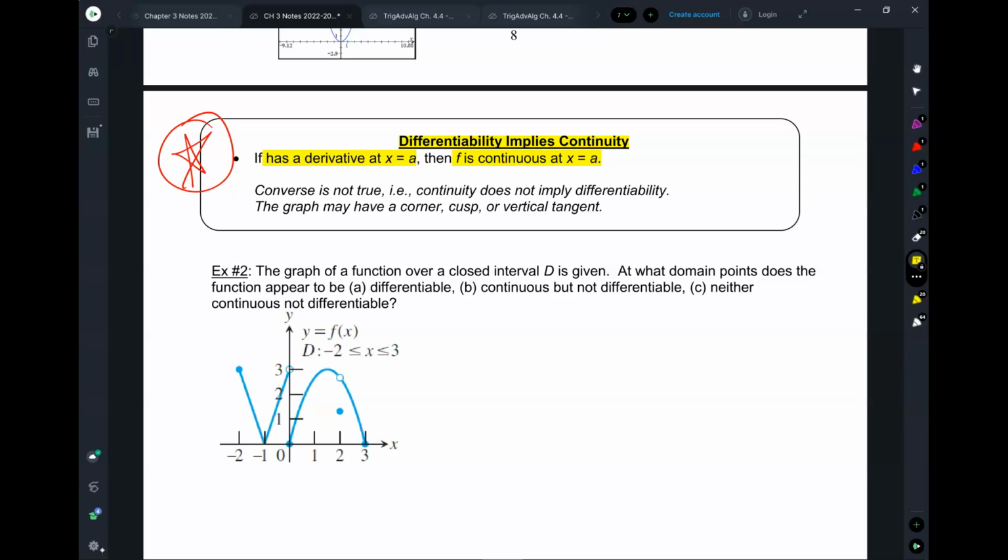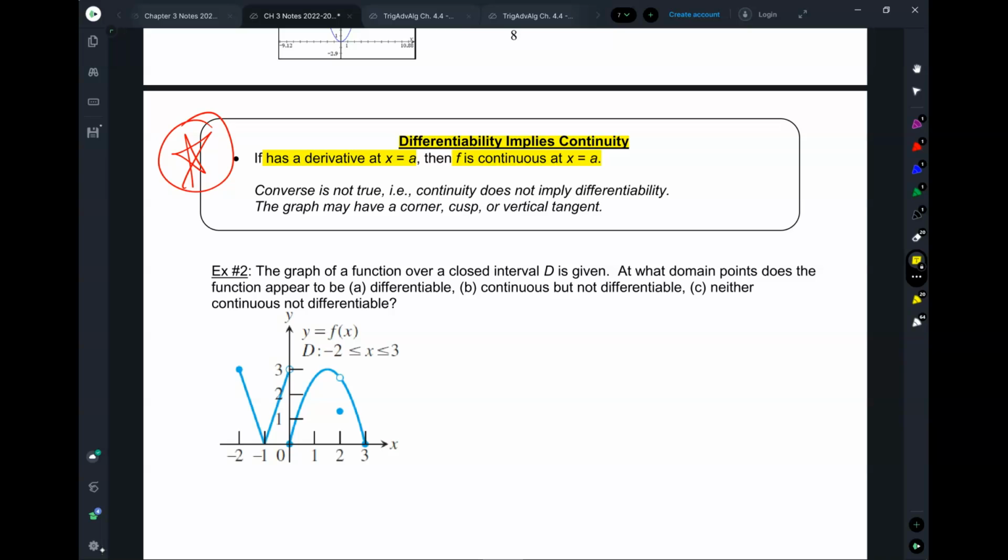Because look here, is this continuous? Yes, the absolute value is continuous. But is it differentiable at x equals 0? It's not. So the converse is not true. But if it's differentiable, then it's continuous at that point. Okay? Converse is not true. Okay, so next one.